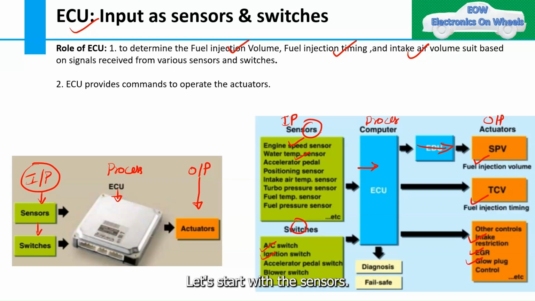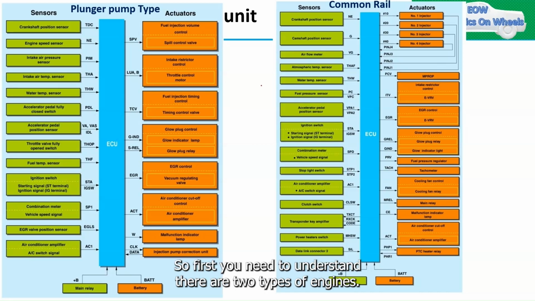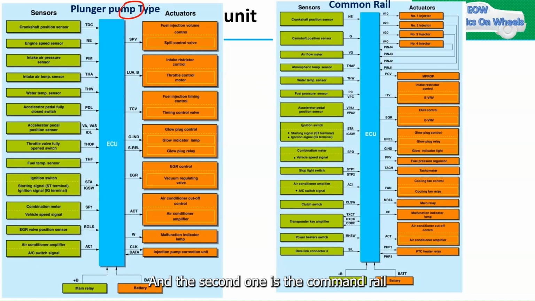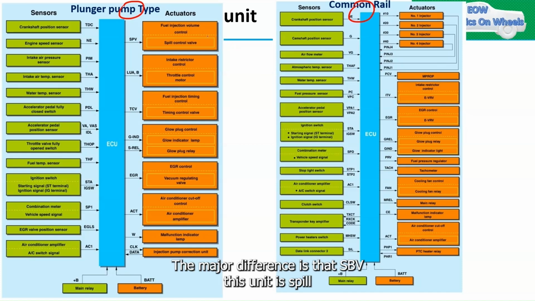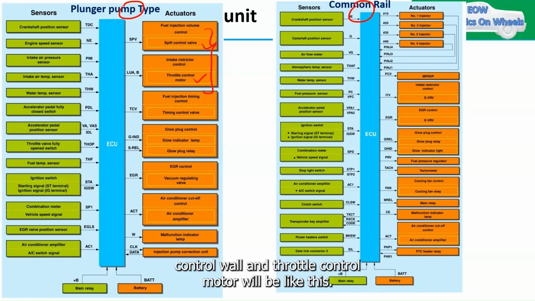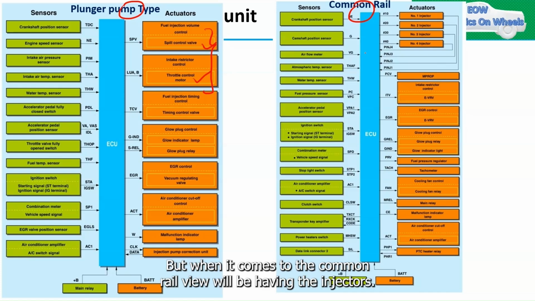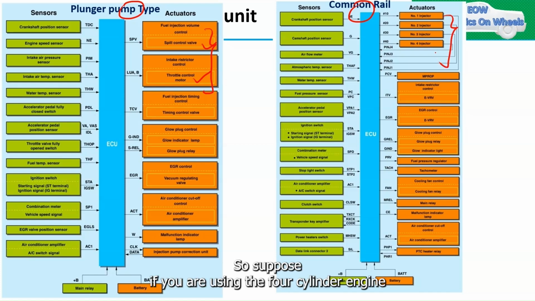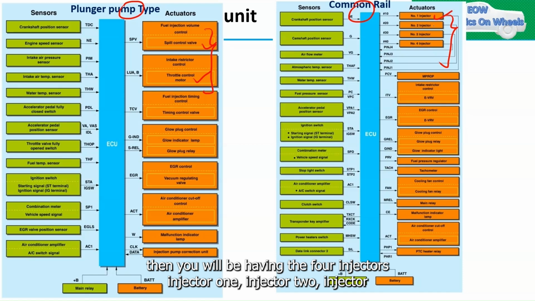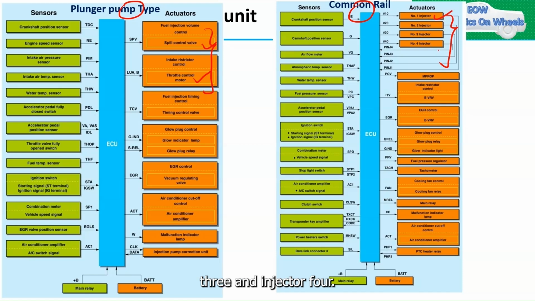So let's start with the sensors. Before going to the sensors, you first need to understand there are two types of engines. The first is the plunger pump type, and the second is the common rail. In the plunger pump type, the major difference is that the SPV, the spill control valve, and the throttle control motor will be like this. But when it comes to the common rail, you will have the injectors. Suppose you are using a four cylinder engine, then you will have four injectors: injector 1, injector 2, injector 3, and injector 4. So there is a difference between the plunger pump type engine and the common rail type of engine.